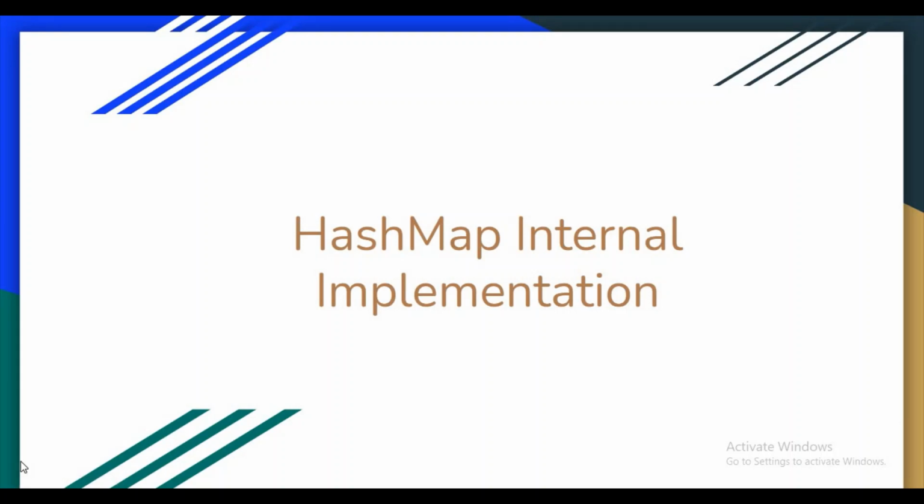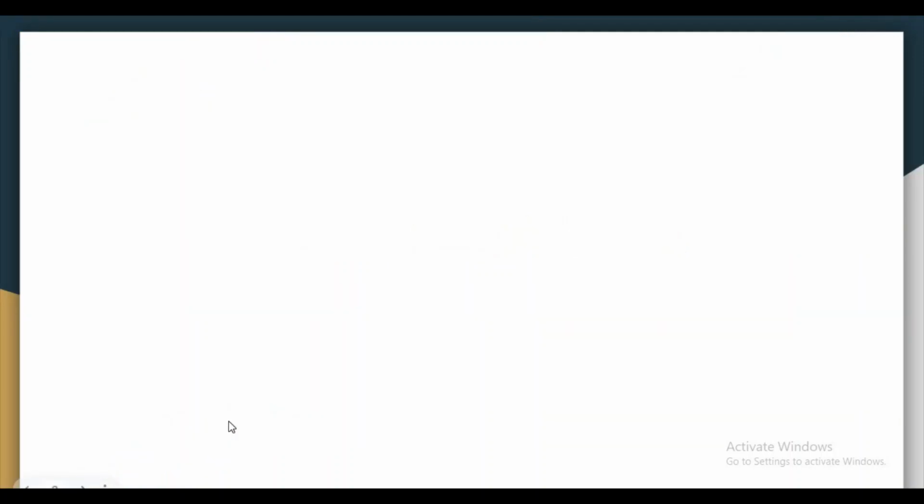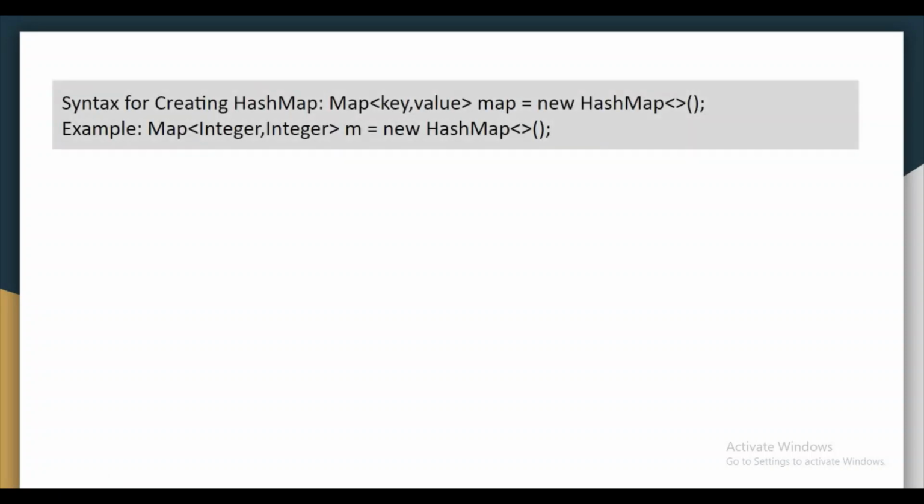In this video, I want to explain about HashMap internal implementation. Before going to the internal implementation, I will explain basic points about the HashMap. This is the syntax for creating the HashMap, guys. A map is a combination of key comma value pair.